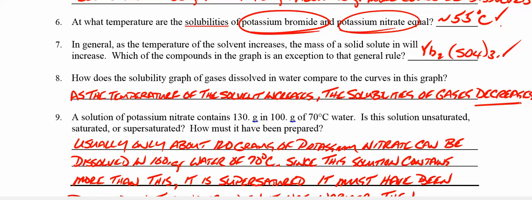So again, on number 8, we're going to say that it's exactly the opposite, as we would see liquid or solid dissolved in liquid. As you increase the temperature, the solubility increases. But for a gas dissolved in a liquid, as you increase the temperature, the solubility decreases. We're done with number 8. Let's look at number 9.